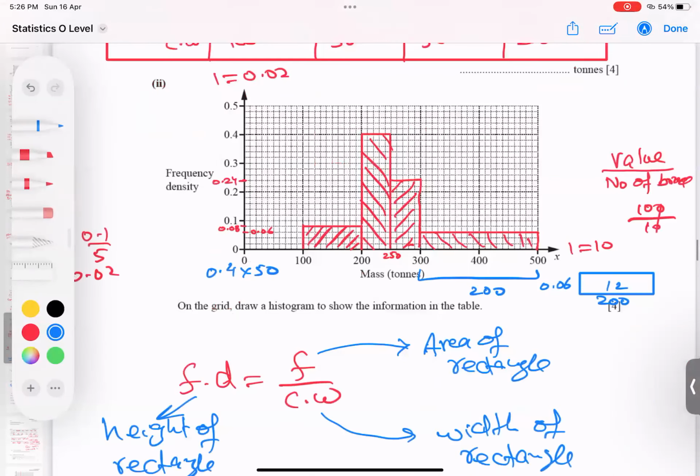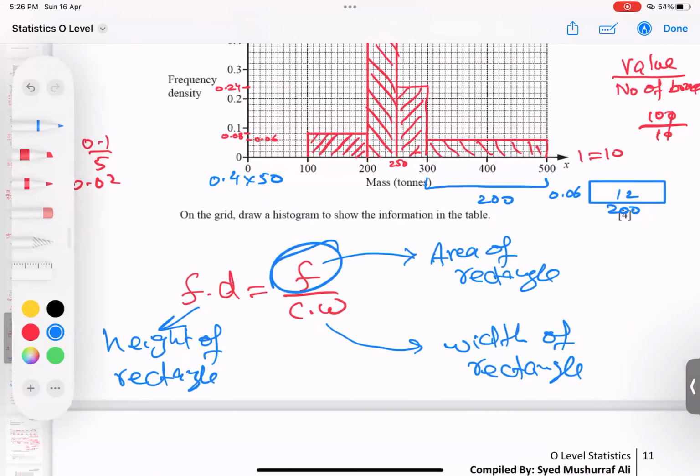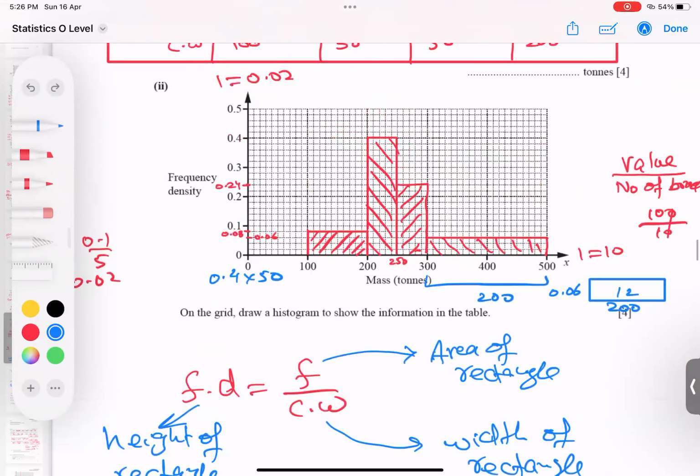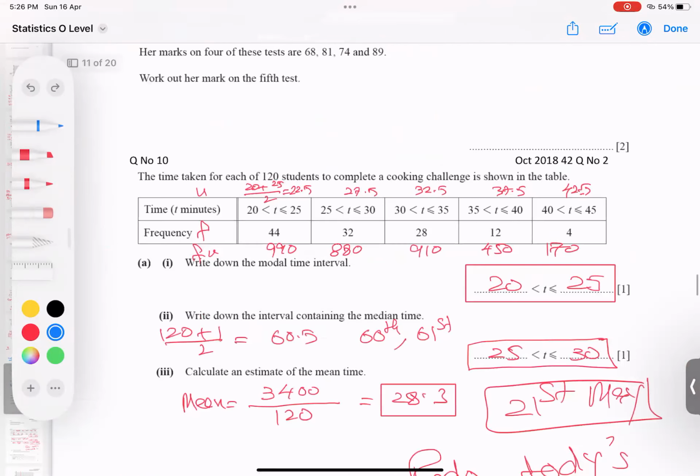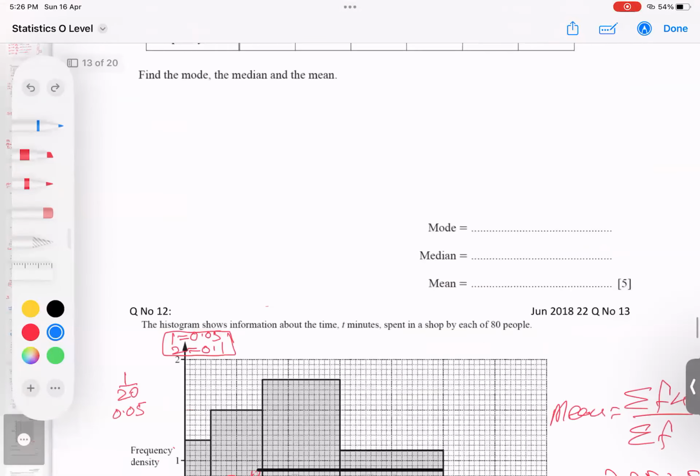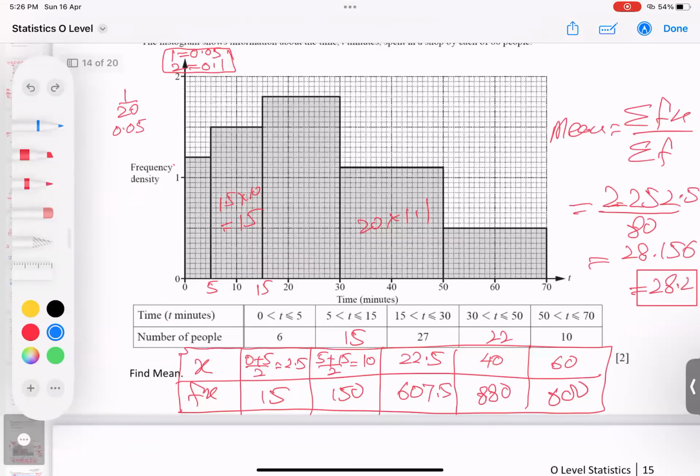And what is the new lesson? Whenever frequency is missing, you find the area of the rectangle. I repeat my words: whenever frequency is missing, we have to find the area of the rectangle. Don't forget this formula. This is a very important formula, and the concept of histogram is totally finished. Okay, so let me check. Maybe some questions. Yes, this is a very good question.